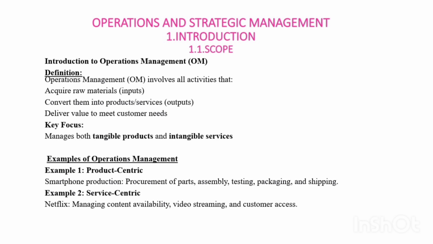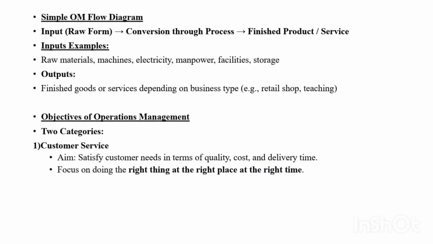Now let's move on to the next topic, that is scope of operations. The scope means where operations management is applied, wherever there is a process. So first one is manufacturing, like cars, clothes, mobile phones, etc. Second one is services, like banks, hospitals, airlines, Netflix, Swiggy, etc. Third one is public service like postal service, Panchayat water supply, all those. And the fourth one is retail, like supermarket stocking, billing, shelf arrangement.